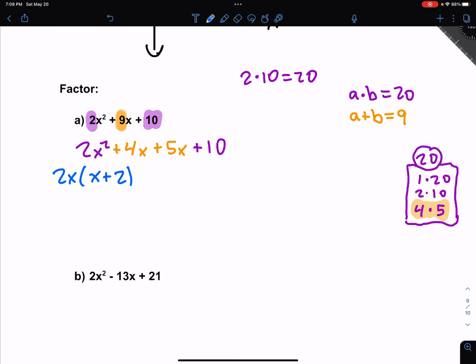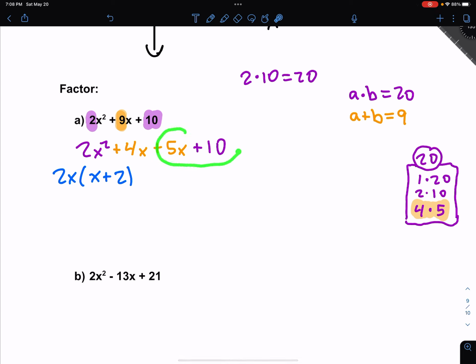Okay, now I'm going to double check my math, okay? You might make a mistake, so make sure. Is this, when you distribute that 2x, are you going to get this up here? 2x times x is 2x squared. And 2x times 2 is 4x. So far, it's looking great.